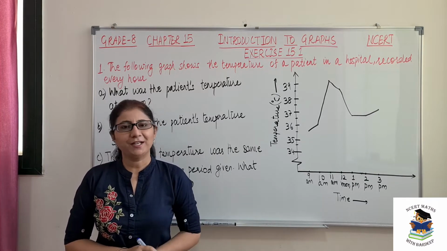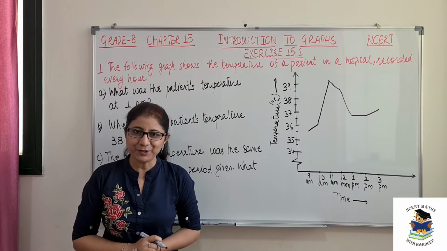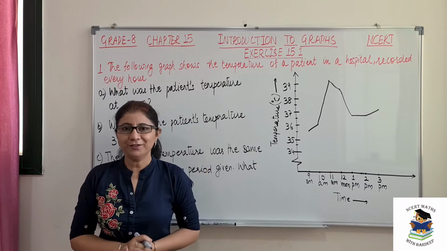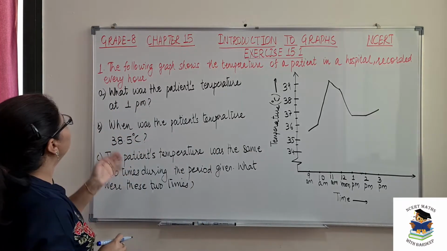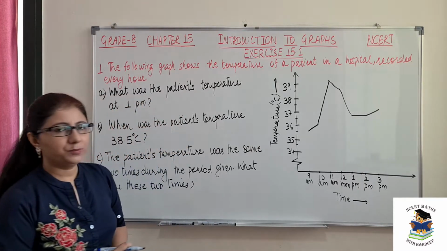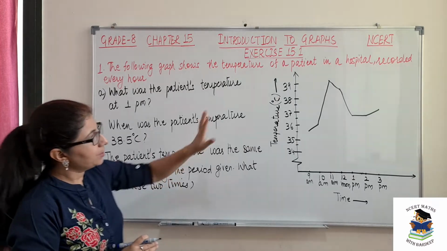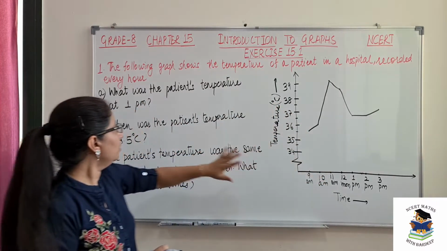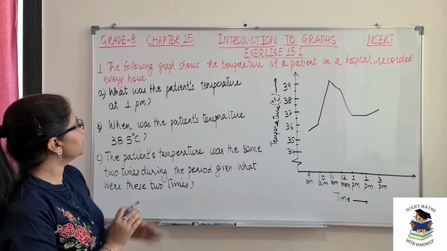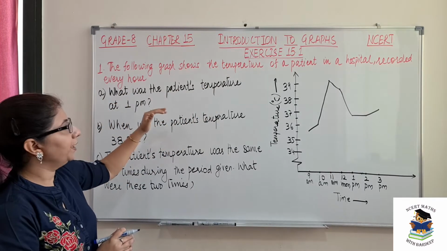Today we are going to start exercise number 15.1 of chapter 15, that is Introduction to Graphs. So let's see our first question. The following graph shows the temperature of a patient in a hospital recorded every hour. Okay, so this is the graph given. So the questions are, what was the patient's temperature at 1 p.m.?